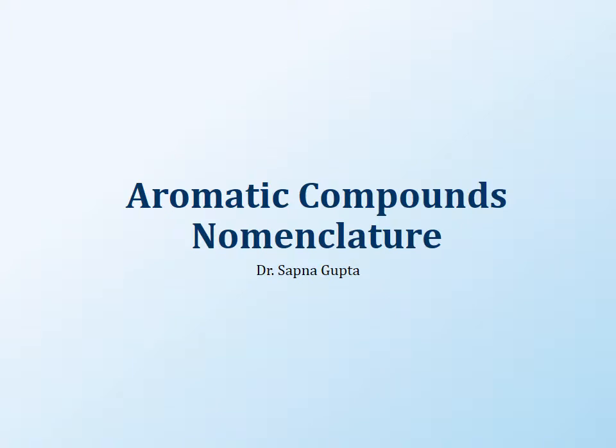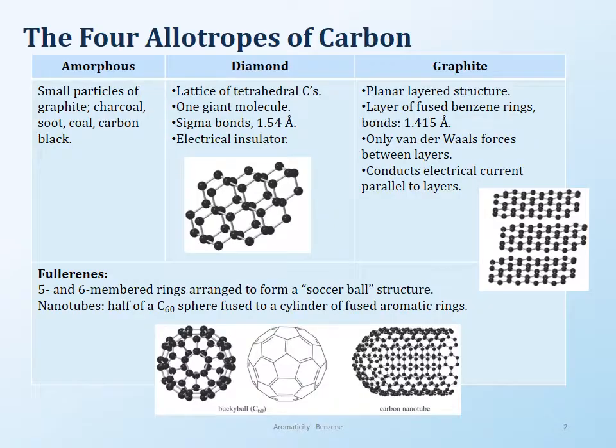Let's look at the nomenclature of aromatic compounds now. It's slightly different than other nomenclatures. But first, I want to talk just a little bit about the 4 allotropes of carbon. Carbon is a very interesting compound. Not only is the whole organic chemistry based on it, but by itself also it's quite different.